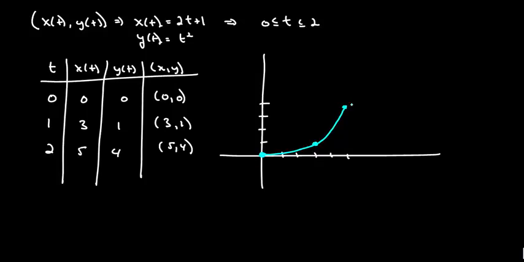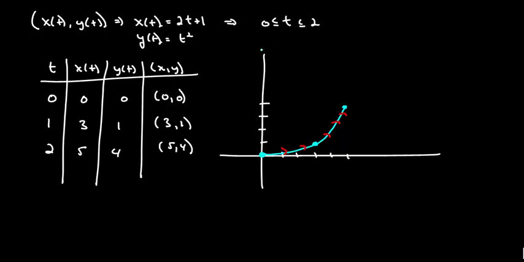Okay. Now I don't put arrows here because it's not going any further. It stops at those points. And our direction is headed that way. So if you were a little bug following this parametric, you would start here and you would go up to here. Just like that.